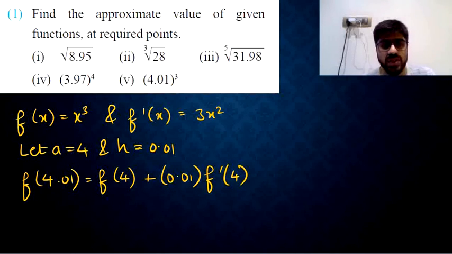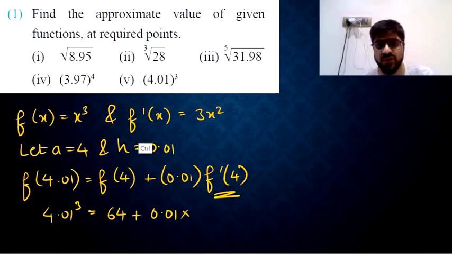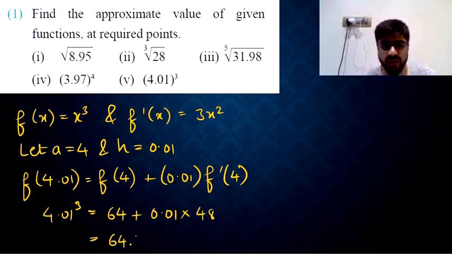So f of 4.01, that will be 4.01 cube. This should be equal to f of 4, that is f of 4 will be 4 cube, which is 64, plus 0.01 multiplied by f dash 4. So f dash 4, that will be 3 into 4 square, that is 3 into 16, which is equal to 48. So we have 64 plus 0.48, that is 64.48 as the approximate value of 4.01 the whole cube.